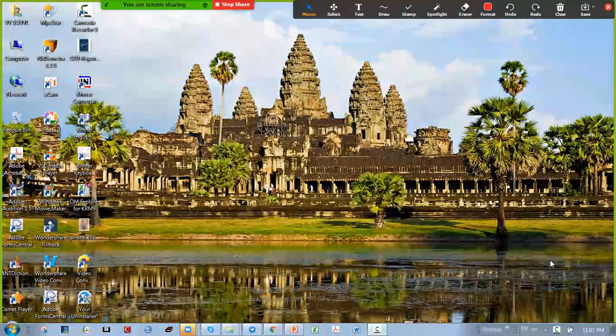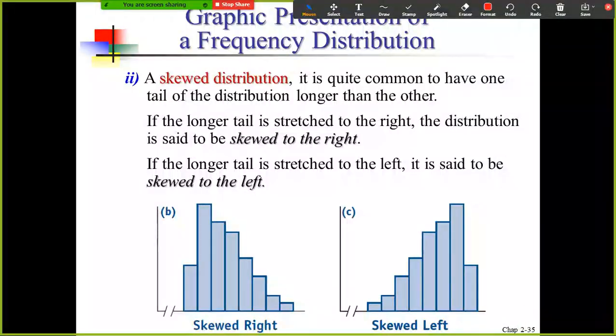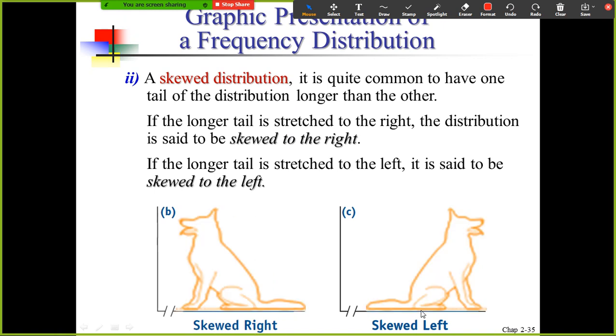Hello everyone, this is the other movie that I make in order to continue chapter 2. This is the last slide from the previous movie that I made for you, and yes, this is about the histogram that talks about Q distribution. Okay, this is a Q to the right or Q to the left.